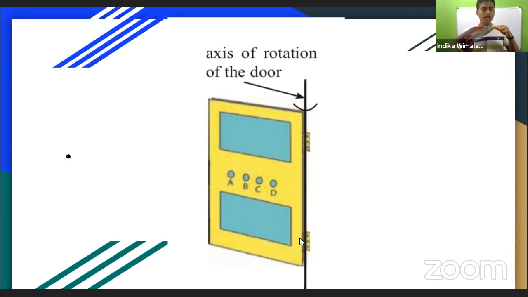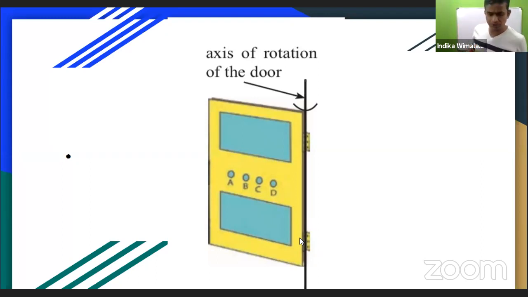Actually, there is no physical line here, but we assume that there is a hypothetical line that is called the axis of rotation. This door moves around the axis of rotation.